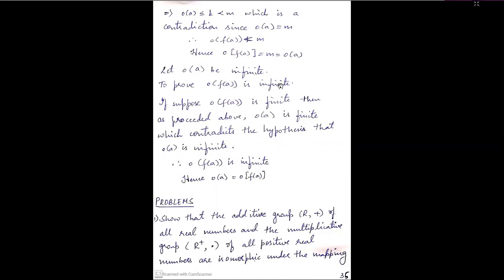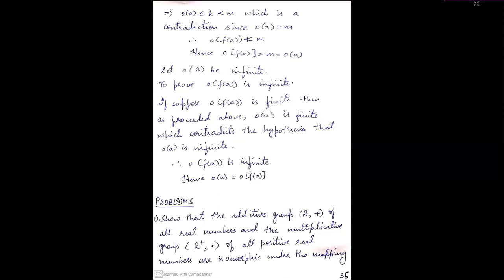If suppose order of A is infinite, we need to prove that order of f of A is also infinite. So suppose order of f of A is finite, I'm taking the contradictory. Then as explained in the earlier proof, we get that order of A is finite, which contradicts the hypothesis that order of A is infinite. Hence, order of f of A is also infinite.